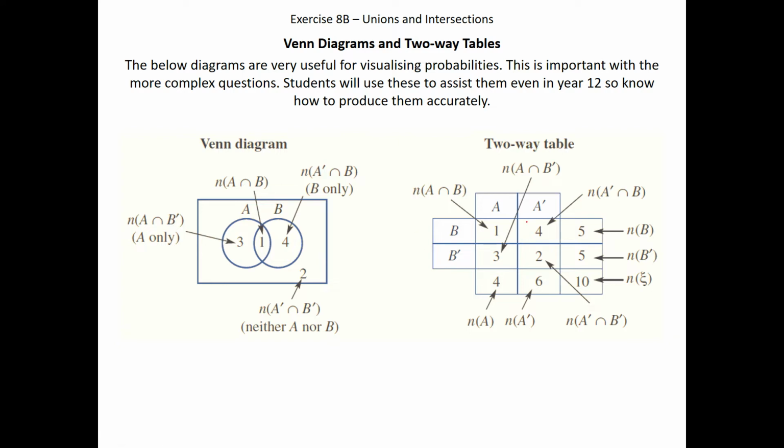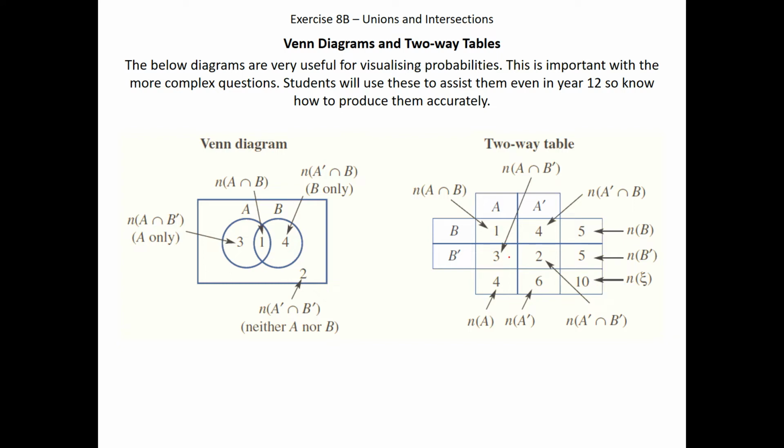Now you've got your two-way table here. Here is A, not A complement, remember. B, not B complement. So the total in A is going to be 4. You got 1 plus 3. The total in B would be 5. 1 plus 4, 5. And then here's our total number of outcomes, 10.